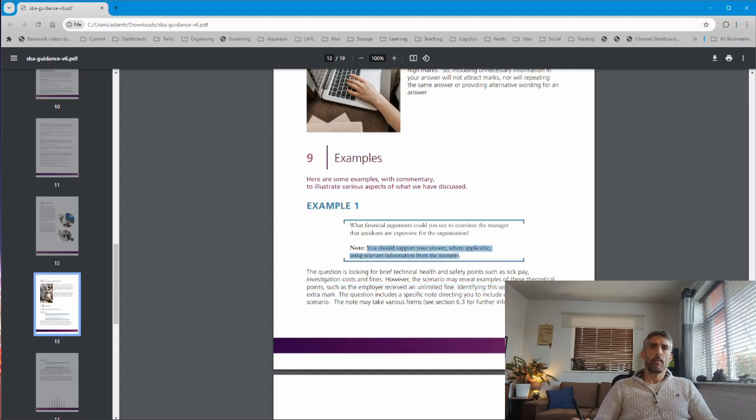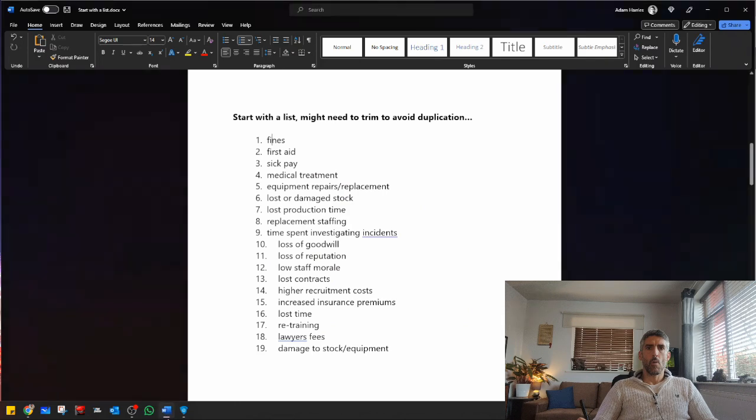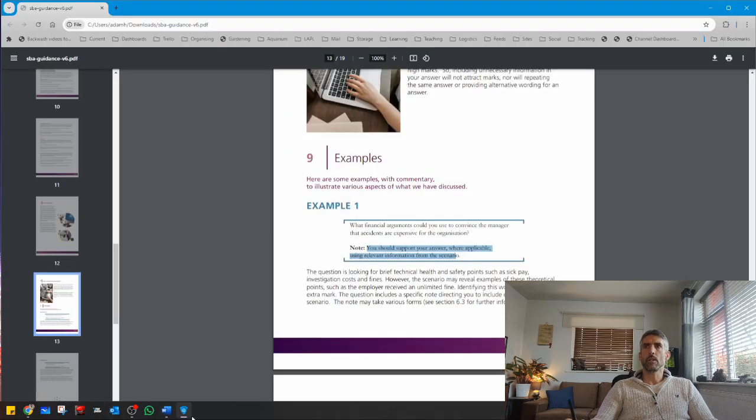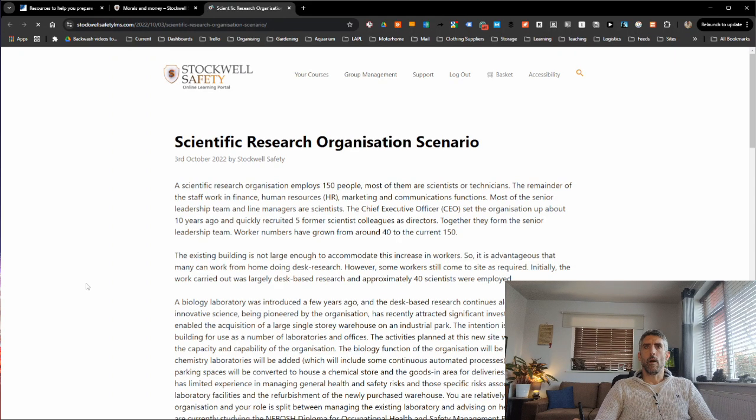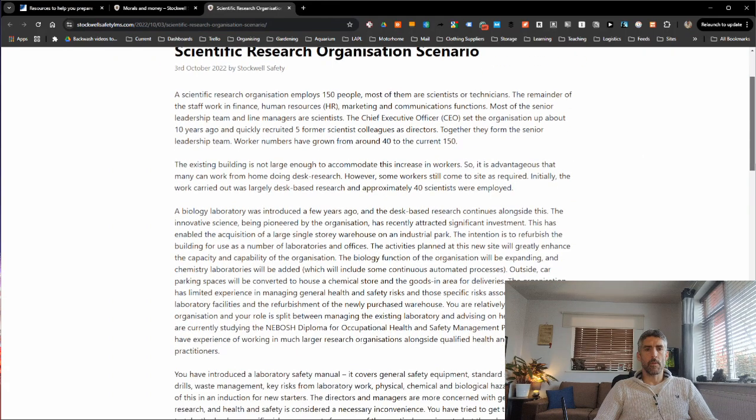So let's have a look at a scenario. NEBOSH don't provide a scenario with their example, but we could certainly have a look at one. This is a scenario that we've got available on our website, taken from a previous NEBOSH exam. And then you can go through this and find evidence from the scenario.